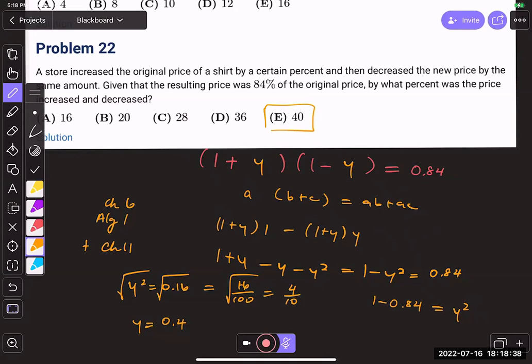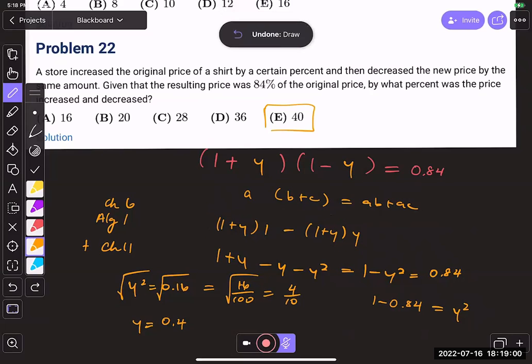But again, if you understand that if I increase a price by a certain percent, I just multiply by 1 plus that percent, and if I decrease by a certain percent, I just multiply by 1 minus that percent. Then from here, what we did was we said, okay, that's just equal to 84%. And then we solved 1 plus y times 1 minus y.